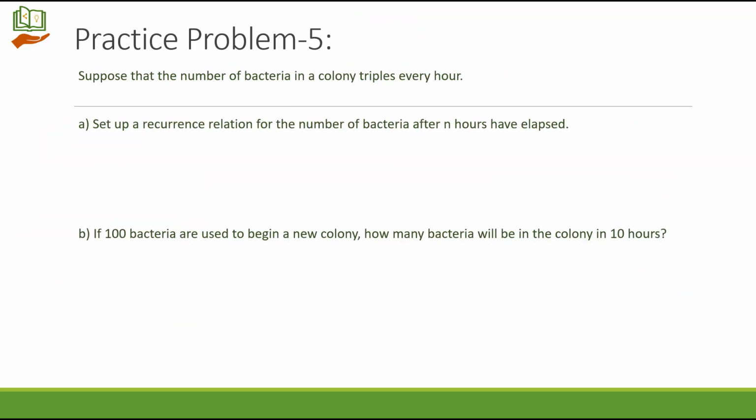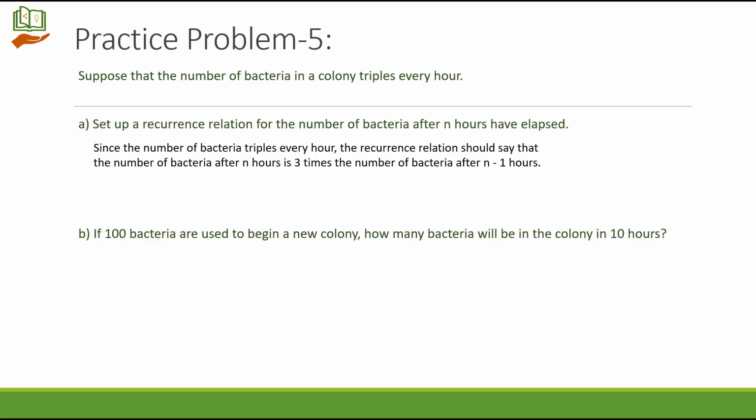Next problem. Suppose that the number of bacteria in a colony triples every hour. So they have given two questions here. Set up a recurrence relation for the number of bacteria after n hours have elapsed. Since the number of bacteria triples every hour, the recurrence relation should say that the number of bacteria after n hours is 3 times the number of bacteria after n minus 1 hour. Let Bn denote the number of bacteria after n hours. This statement translates into the recurrence relation Bn is equal to 3 into B n minus 1.